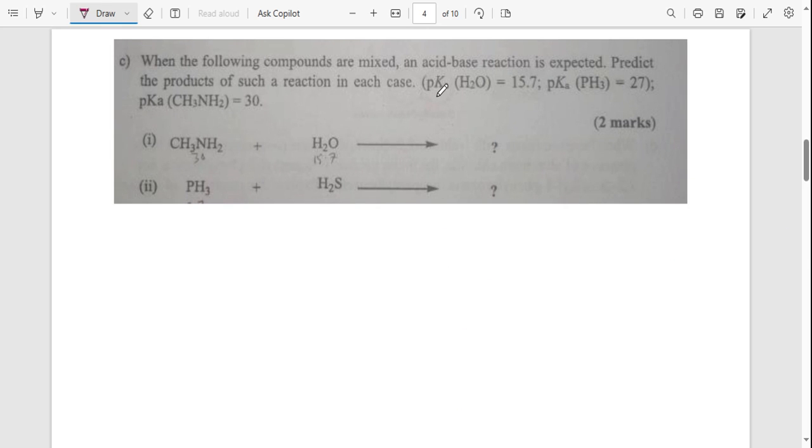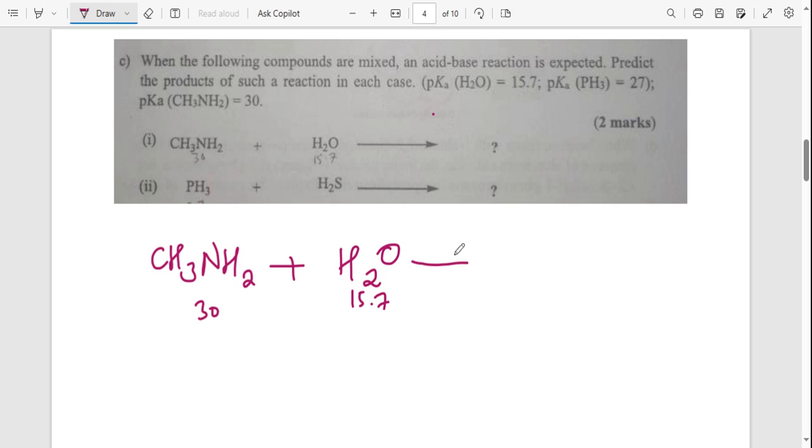When the following compounds are mixed, an acid-base reaction is expected. Predict the products of such a reaction in each case. You can see we've been given the pKa for water. Let's start with the first reaction. We have been given CH3NH2 reacting with water. We need to use their pKa's. The pKa for water is 15.7. For the other one it is 30. So which one is the stronger acid between these two?